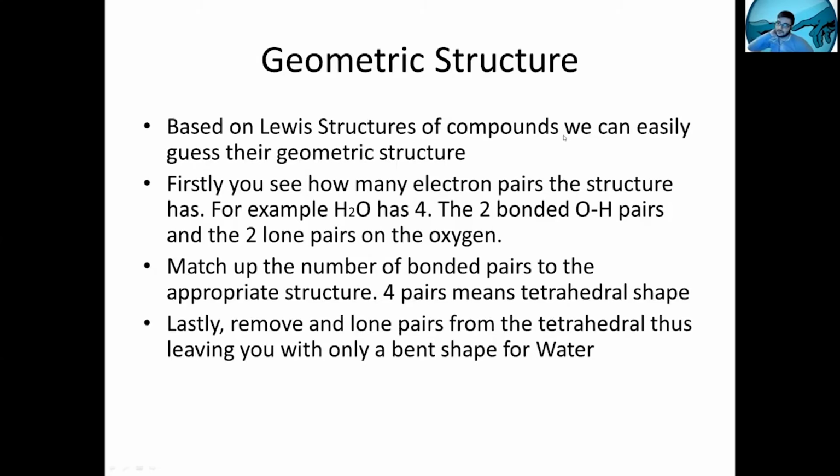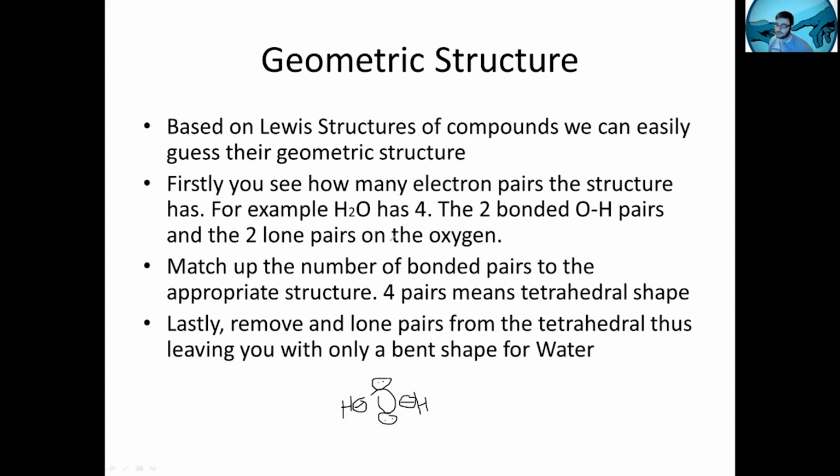Now, let's find the geometric structure. Now that we know how to do Lewis structures very easily for compounds, it should be pretty easy to guess the geometric structure of most compounds. First, you have to see how many electron pairs the structure has. For example, H2O, as we just talked about, has 4. So for oxygen, again, we'll just draw it like this, and dot, dot, dot, dot, right? So it has 4. Remember, this is 2, this is 1, this is 1, and this is 1, so that's 4.